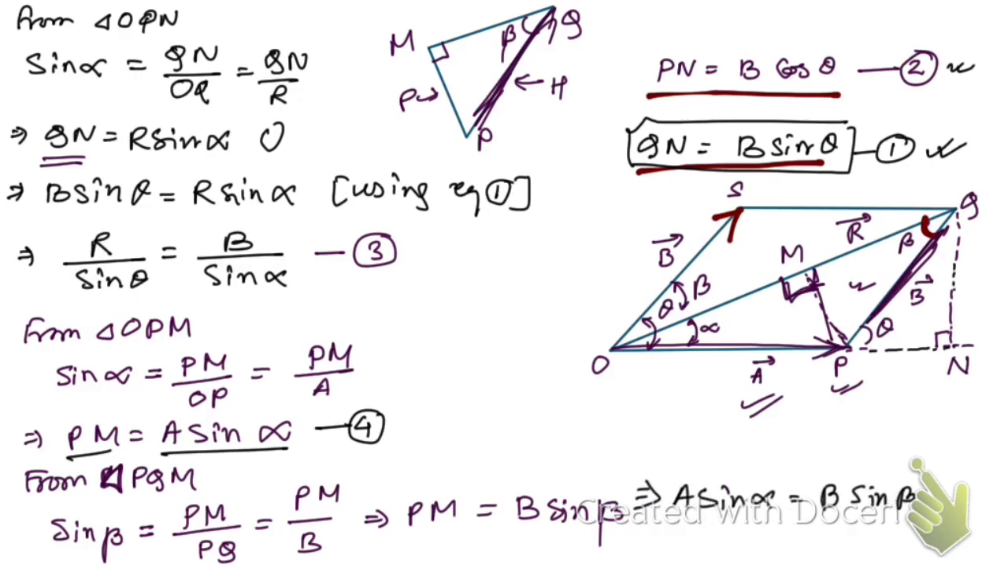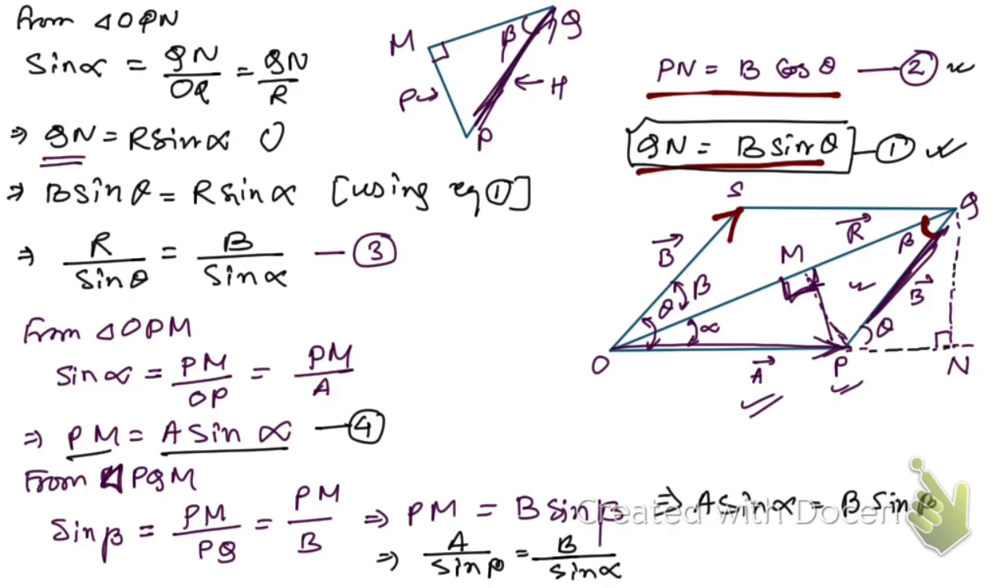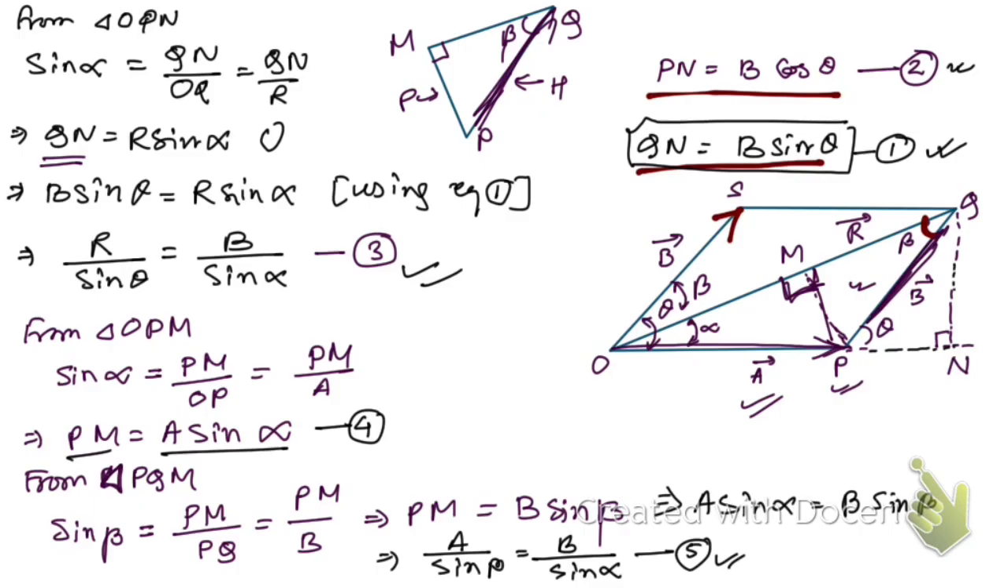This implies that A sin beta is equal to B sin alpha. So this is equation number 5. Let me copy equation number 3 and 5 and write them on a new slide. You don't need to write it again, just as I have changed the slide, let me write again.